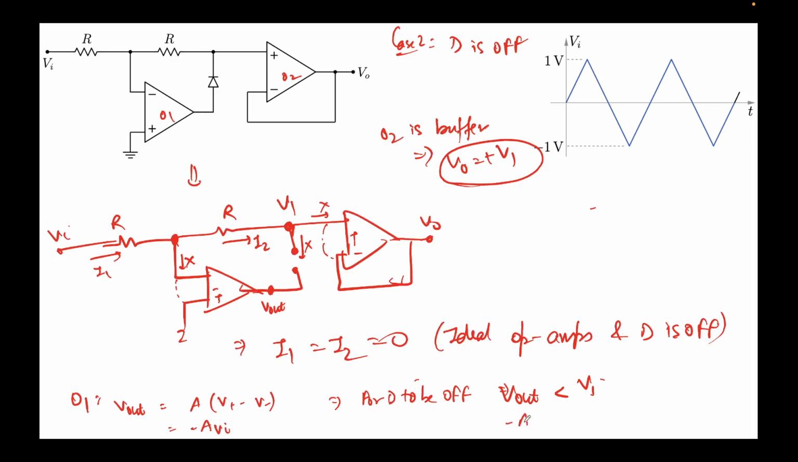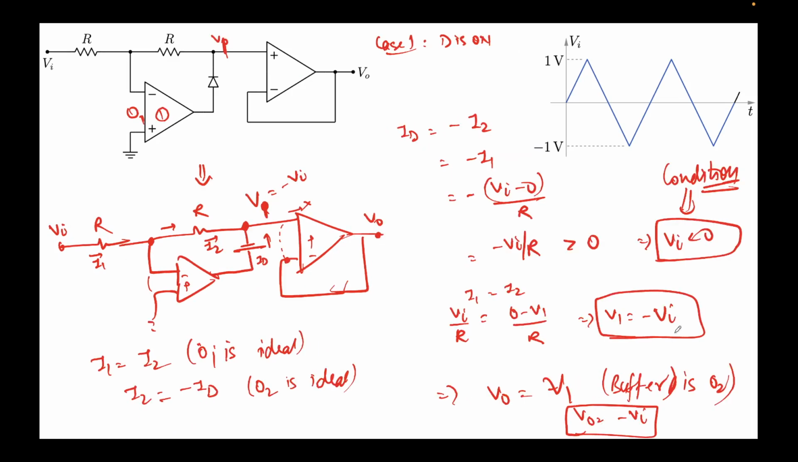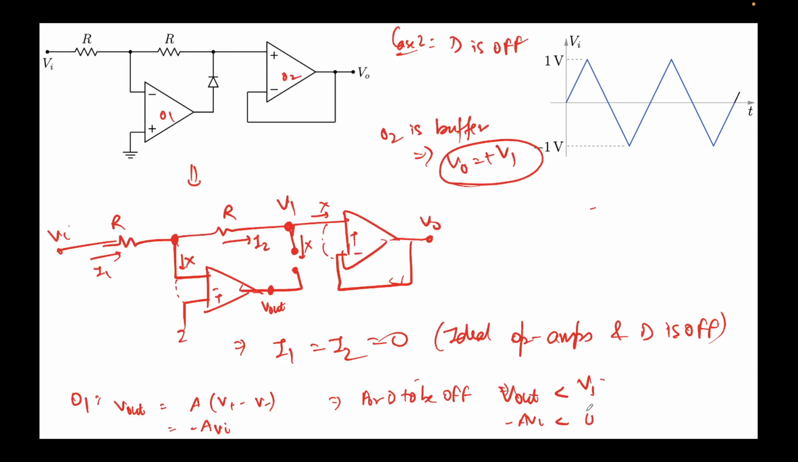So I can write minus A times Vi has to be less than V1, right? So what is that? In the last case we saw Vi was negative, and V1 is 0, we just saw that. So this implies Vi has to be positive. This means for positive Vi, this is the case. What is the case? V0 should be equal to V1.